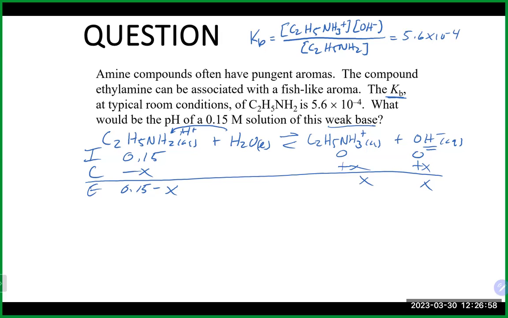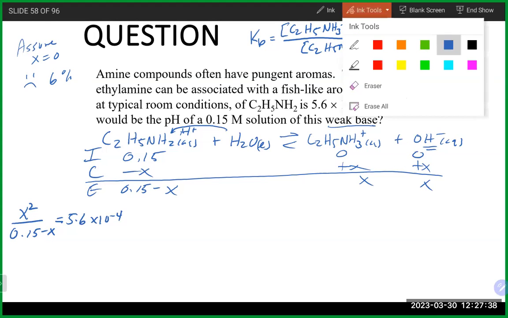So again, here, we're just going to do our normal sort of process. We're going to put that into our Kb expression here, and that will get us x squared divided by 0.15 minus x equals 5.6 times 10 to the minus 4. You could assume that x is approximately 0. Is it a good assumption in this case? It is not. It's a bad assumption. It's above 5%, I think, as well. So once again here, double check that you do check your assumption. We're going to then solve it the other way, which is the quadratic.